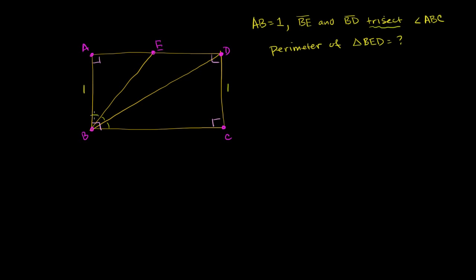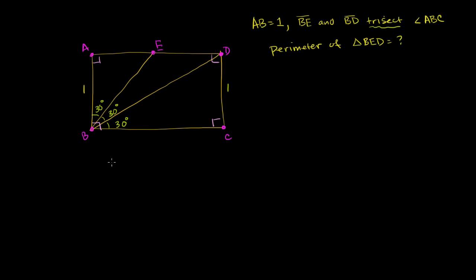The other thing we know is that this angle is trisected. Now we know what the measure of this angle is. It was a right angle, a 90-degree angle. So if it's divided into 3 equal parts, that tells us that this angle right over here is 30 degrees, this angle right over here is 30 degrees, and then this angle right over here is 30 degrees.